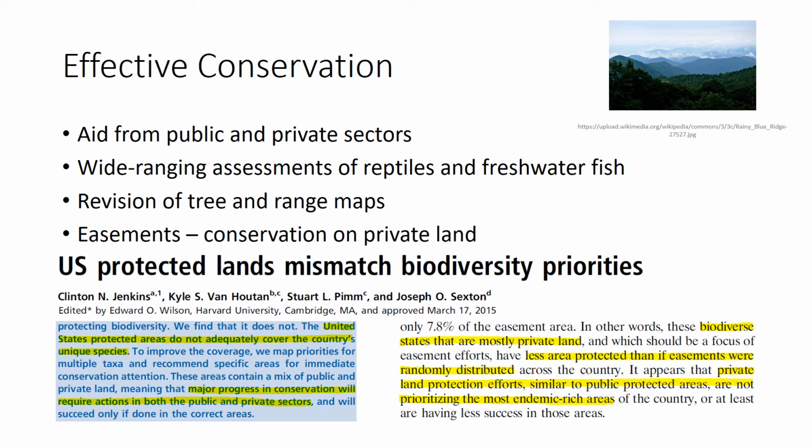Jenkins emphasizes the importance of aid from public and private sectors, as well as wide-ranging assessments of reptiles and freshwater fish, and a revision of tree and range maps. He also considers easements as a means to implement effective conservation on private land.